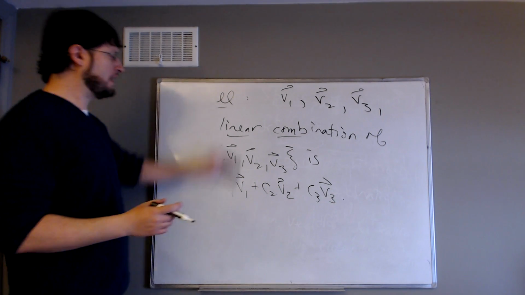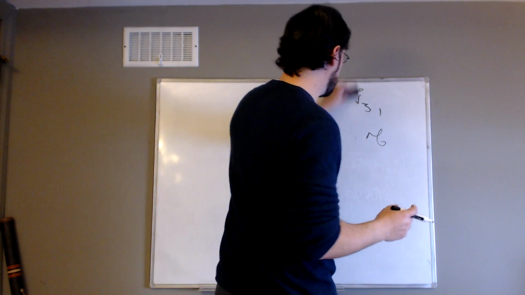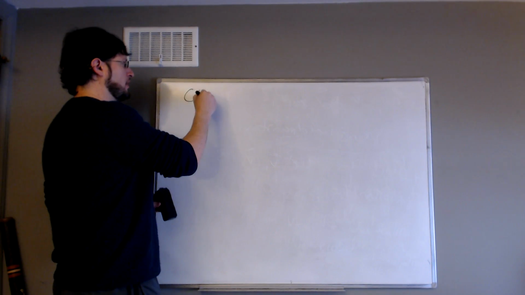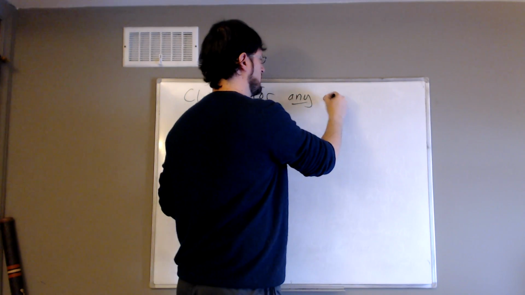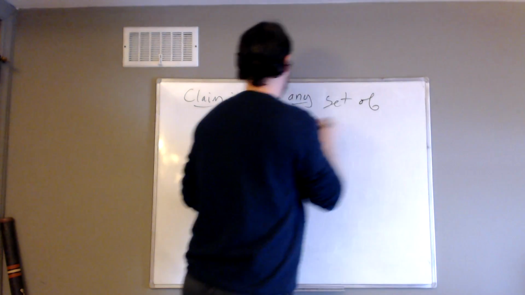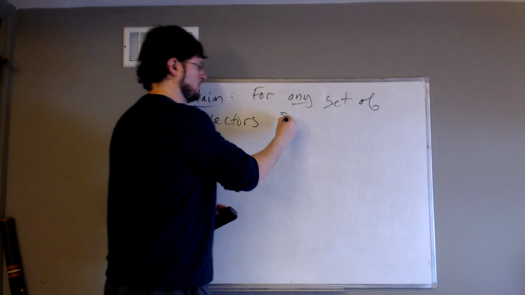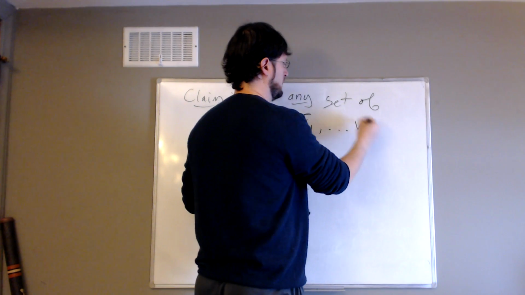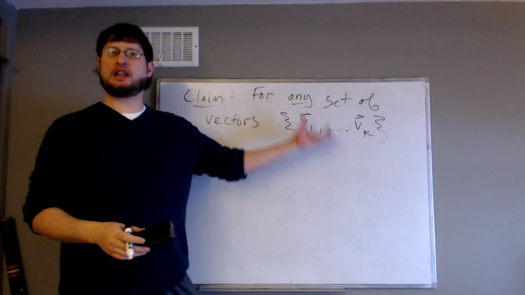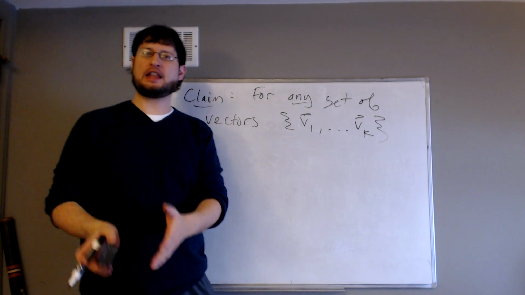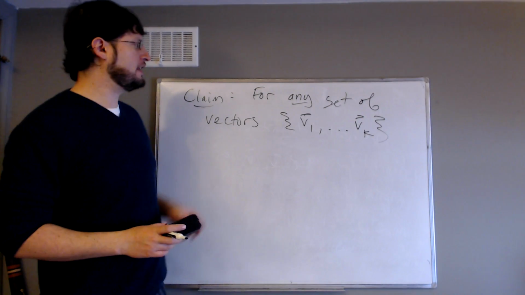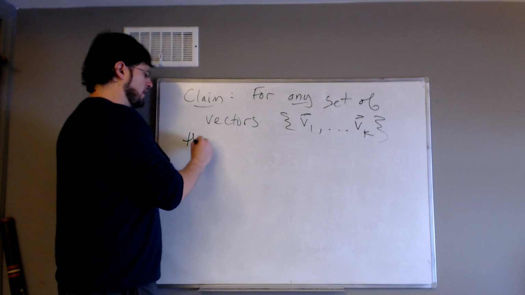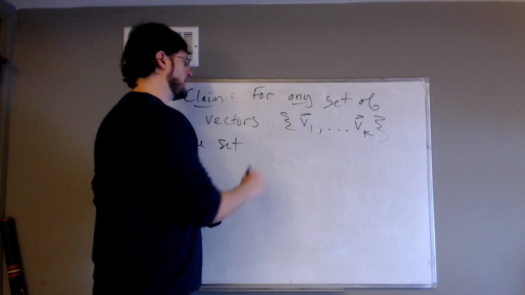Okay, so let's see, why is that in fact a subspace? If I take linear combinations of vectors, why is that a subspace? All right, so my claim is that for any set of vectors, v1 through vk, they might come from columns of a matrix. That's what we're looking at here. The column space of a matrix will be the linear combinations of its column vectors. But for any set of vectors, v1 through vk, the set of all linear combinations is in fact a subspace. That's my claim.